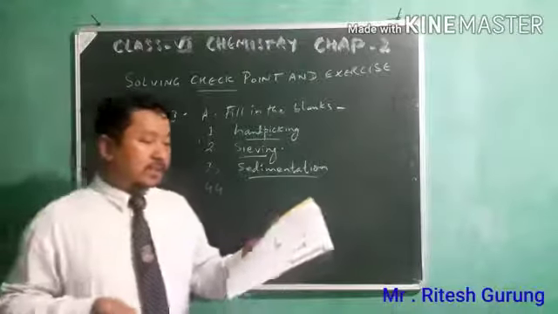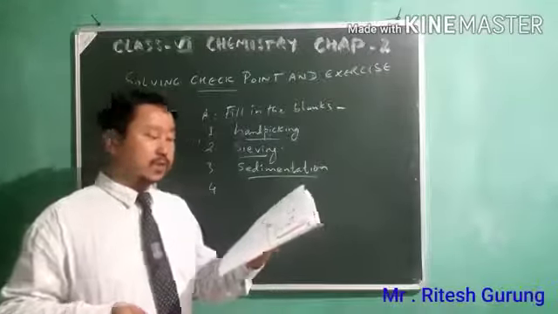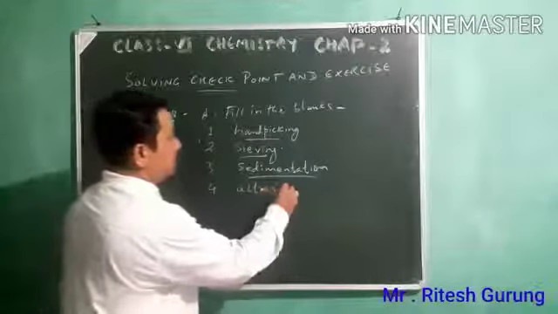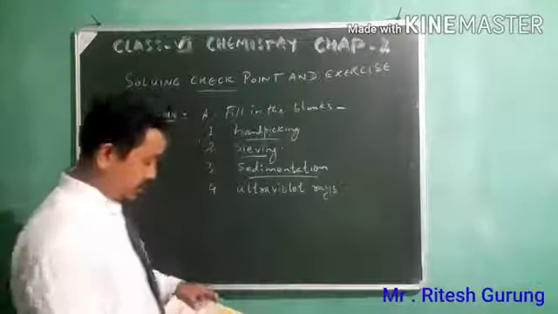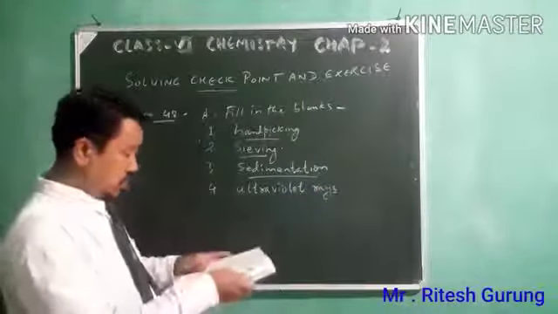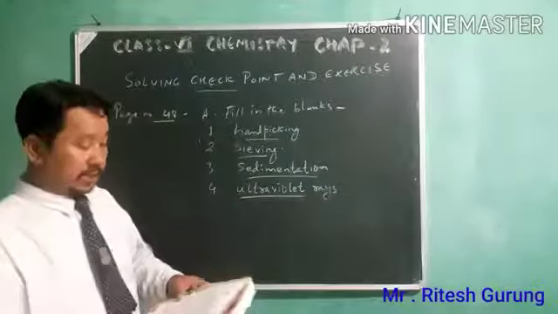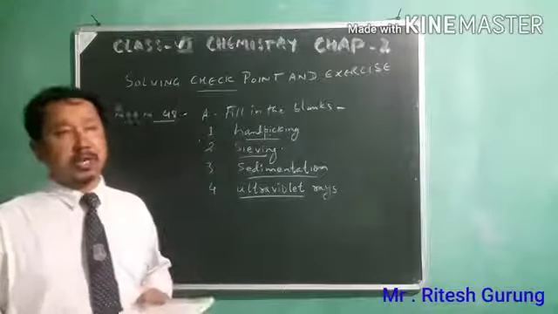we have to kill the bacteria in water. What to do? Ultraviolet rays are used. What do you use? Ultraviolet rays. This is there in the book itself. Number 4, to kill the bacteria in water, ultraviolet rays are used.